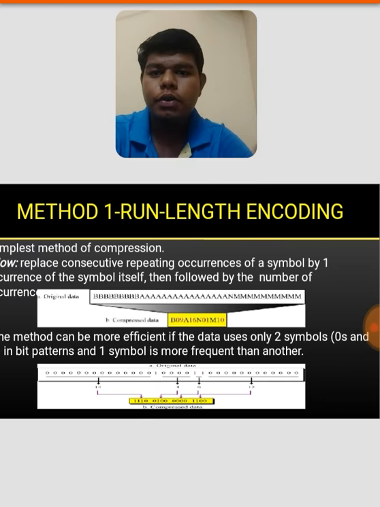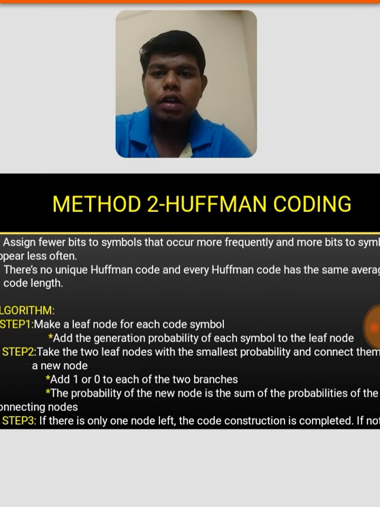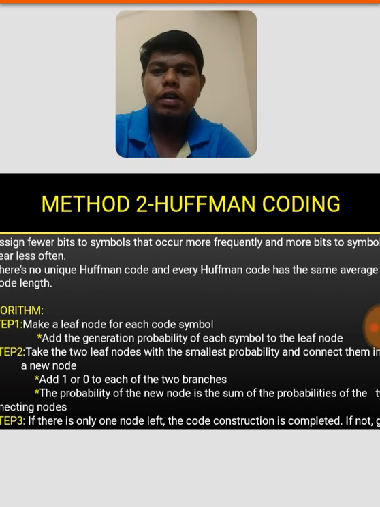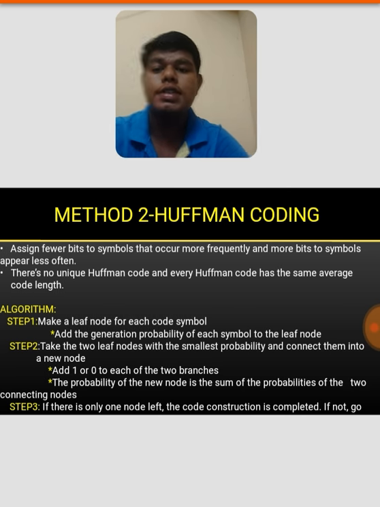Now next we are going to see Huffman's method. In Huffman's method, first we assign fewer bits to symbols that occur more frequently, and more bits to symbols that appear less often. There is no unique Huffman code, and every Huffman code has the same average length. The first thing in the algorithm is to take each leaf node, and from the leaf nodes we construct the main node. Likewise, we can see now.